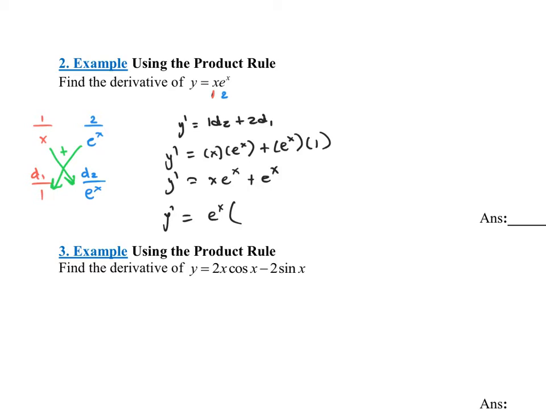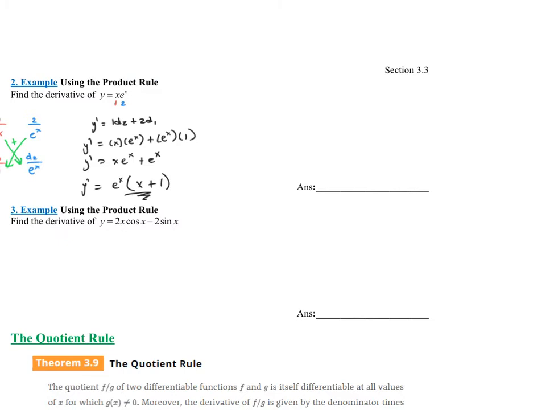X e to the x divided by e to the x is just x. And e to the x divided by e to the x is just a 1. So it factors into e to the x times x plus 1. E to the x times the quantity x plus 1. So y prime is e to the x times quantity x plus 1. Okay, let's move on to example 3 here.